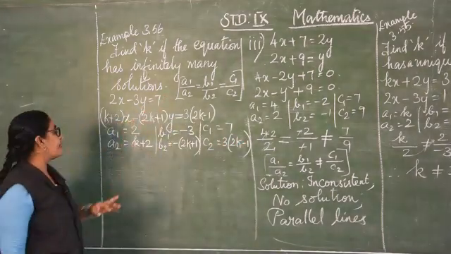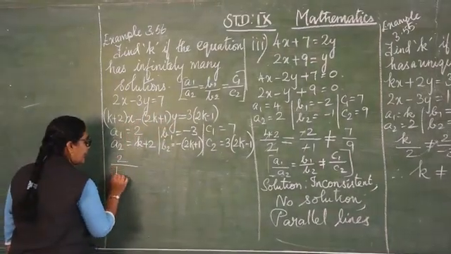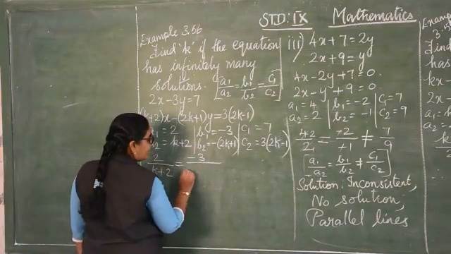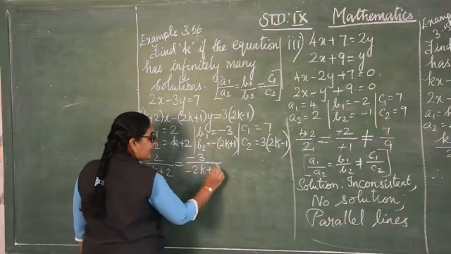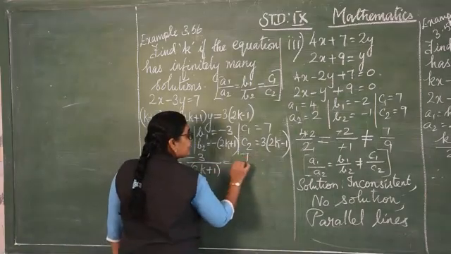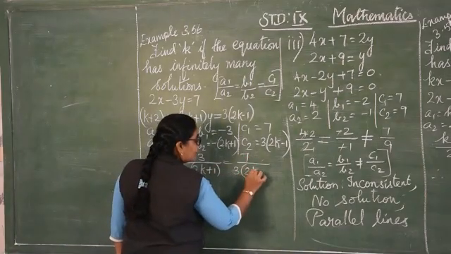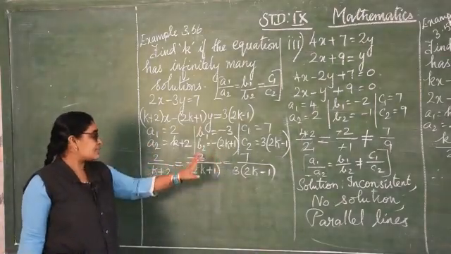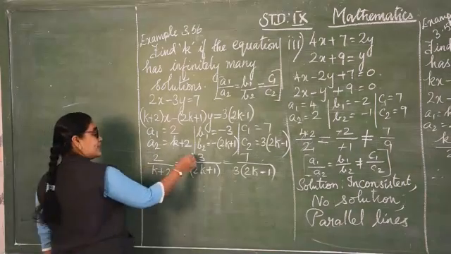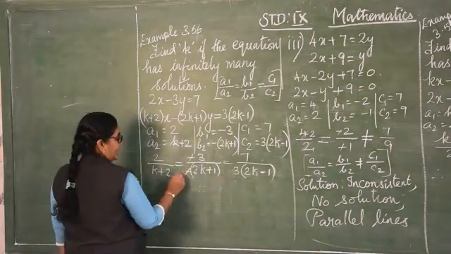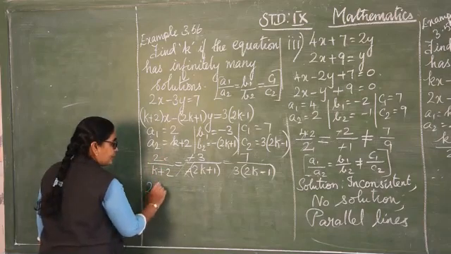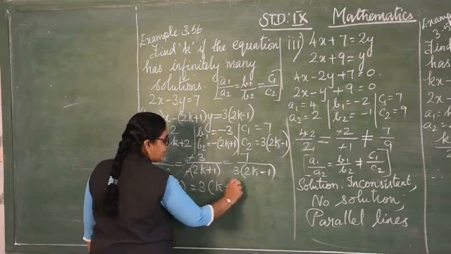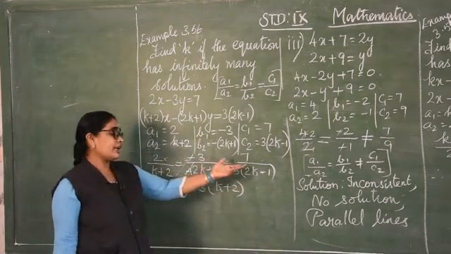Then apply the condition. You will get 2 by k plus 2 is equal to minus 3 by minus of 2k plus 1 is equal to 7 by 3 into 2k minus 1. You can equate any one of the three conditions to find the value of k. Minus and minus get cancelled. You can cross multiply these two: 2 into 2k plus 1 is equal to 3 into k plus 2. It is your choice which one you equate.